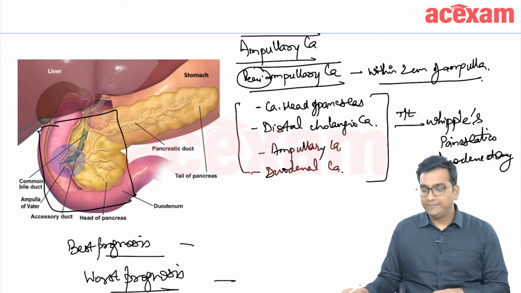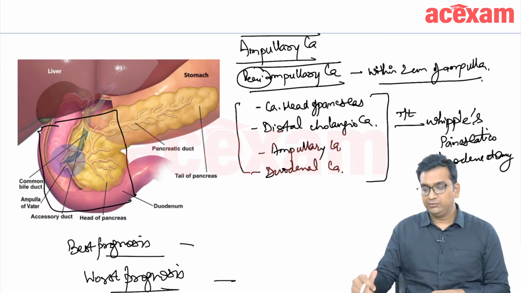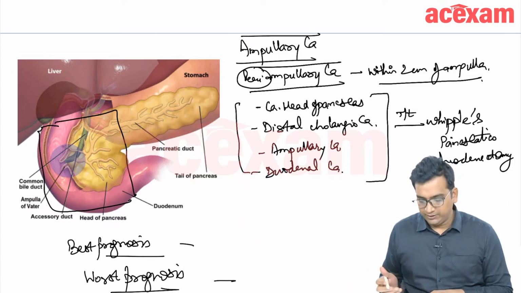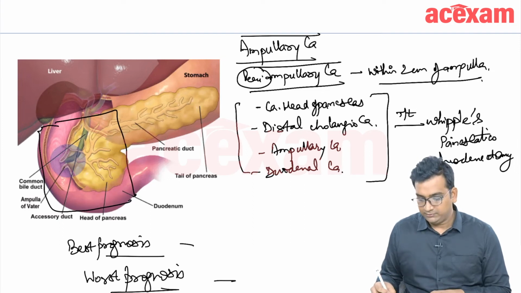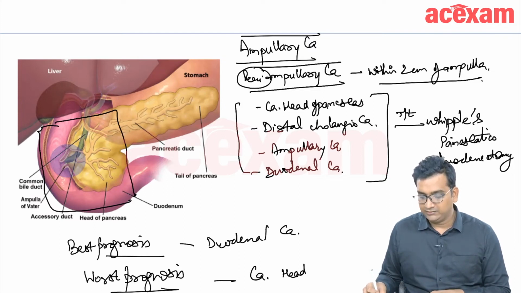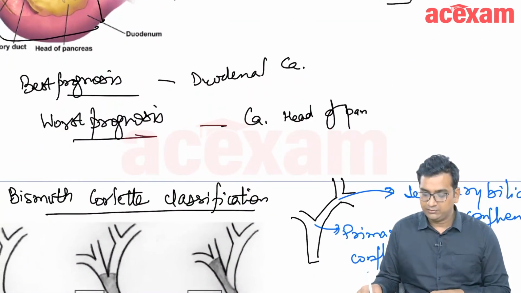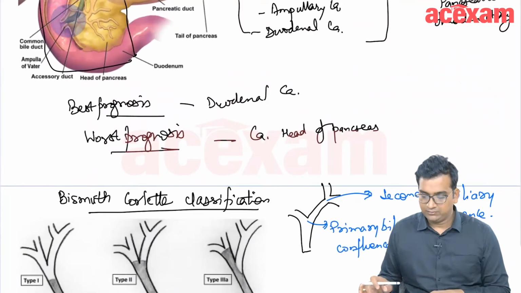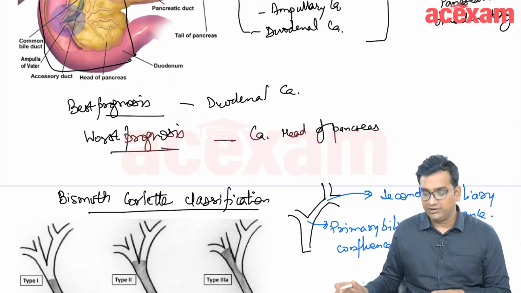Okay. Now, as the organ of origin is different, they have a different prognosis. The best prognosis among all of them is of duodenal cancers, and the worst prognosis is of carcinoma head of pancreas. Okay, so this is regarding the terminology periampullary cancer and the ampullary cancers.